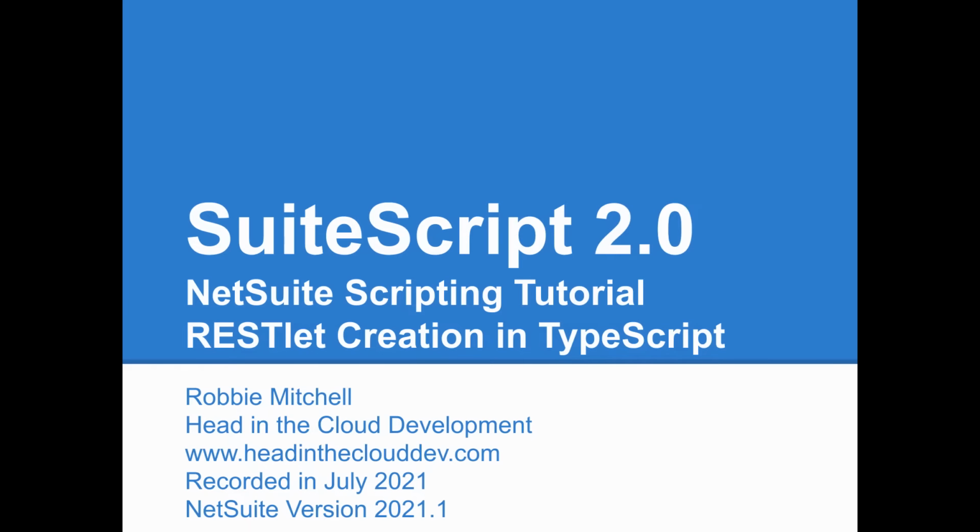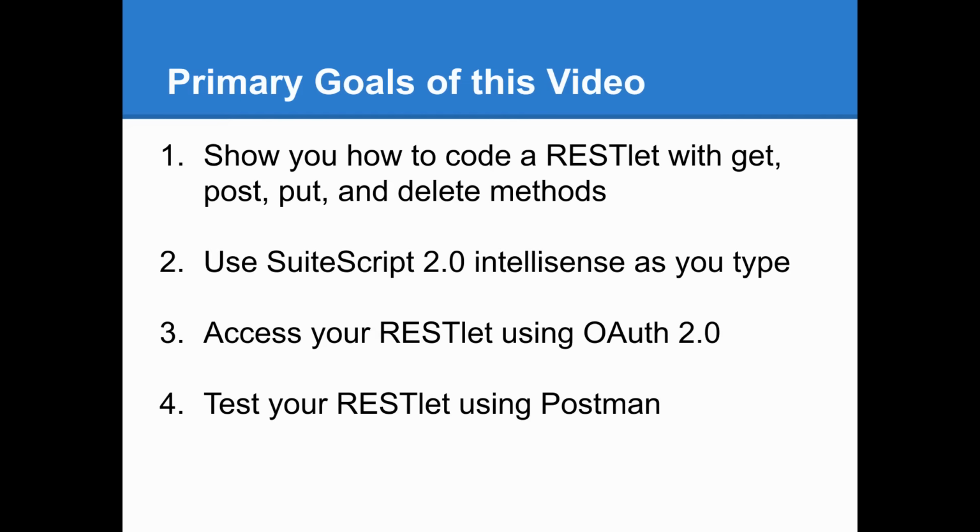So here's what we're going to cover in this video. I'm going to show you how to write the actual code to create a RESTlet that has get, post, put, and delete methods. We'll be doing this using our TypeScript uploading system, which provides API IntelliSense as you type. I'm going to show you how to set up an OAuth 2.0 connection to access your RESTlet, and we'll walk through testing the 4 entry points of the RESTlet using Postman.